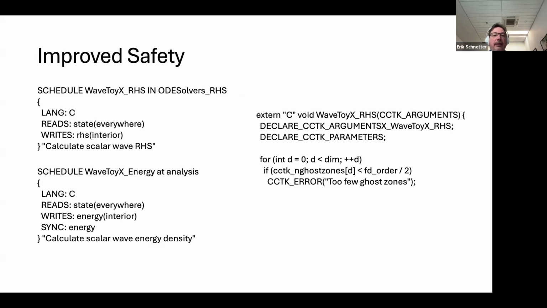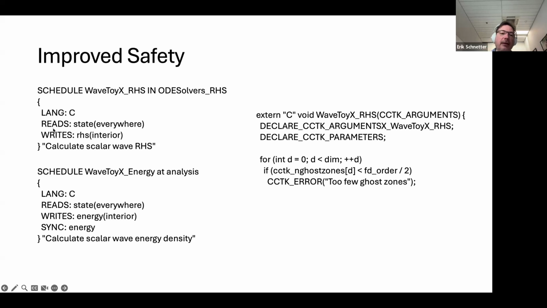Roland also already mentioned the reads and the writes statements. So for example, when you declare the right-hand side, you say you read the state vector everywhere in all grid points, and you write the right-hand side in the interior. So CarpetX splits the domain, all the grid points in the domain, into 2 different regions. There's the interior and there's the boundary. And the interior is the bit that is evolved in time. And the boundary is the thing that is set via boundary conditions, either physical boundary condition or via mesh refinement prolongation or via ghost zone synchronization if you run in multiple processes.